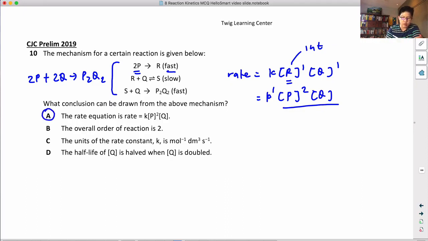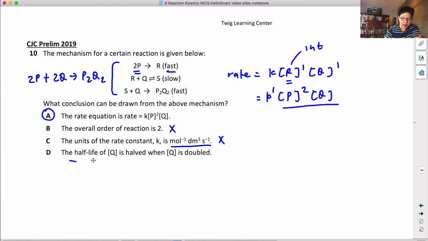Okay, the overall order of reaction is 2. No, in fact it is 3. The units of the rate constant is this. So this actually is what we just did. This is for a second order reaction, but this is actually a third order reaction. So this is also out. Okay, how about D? The half-life of Q is halved when Q is doubled.